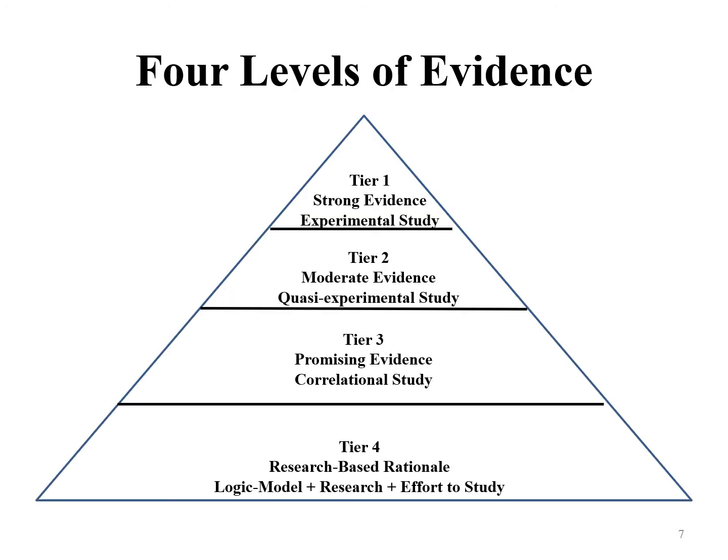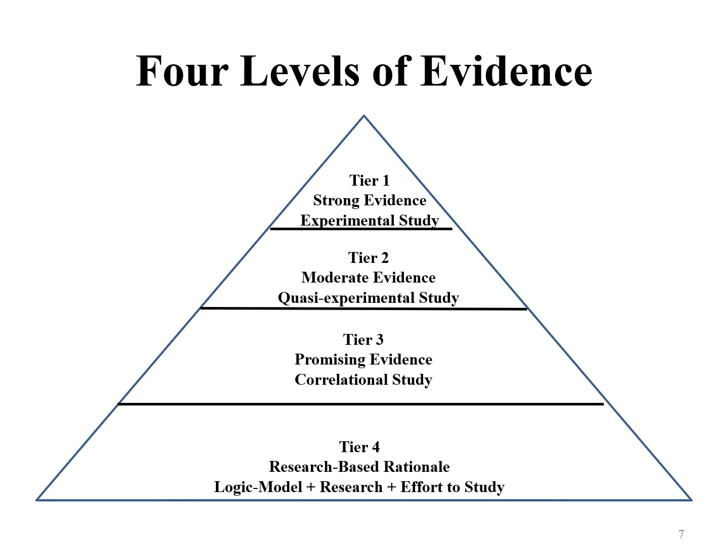This is a model of the ESSA tiers of evidence. Tier 1, strong evidence, supported by one or more well-designed and well-implemented randomized control experimental studies. Tier 2, moderate evidence, supported by one or more well-designed and well-implemented quasi-experimental studies.